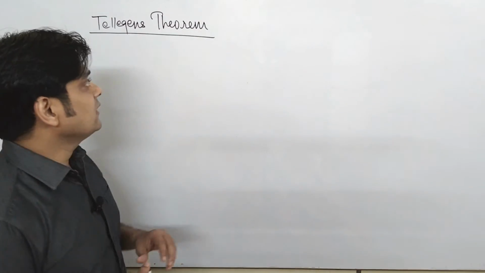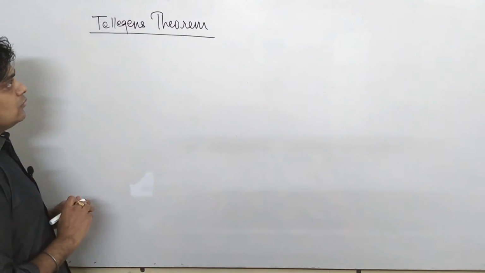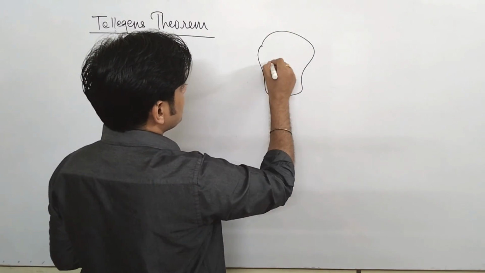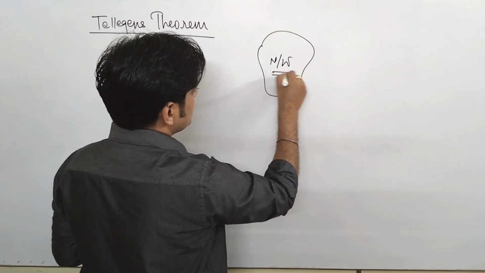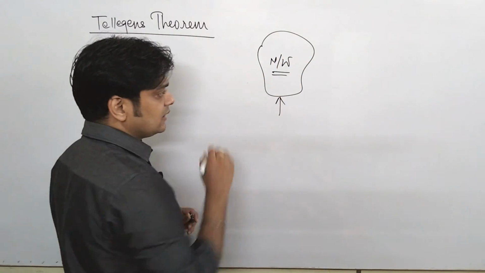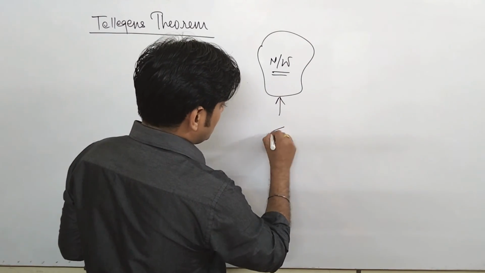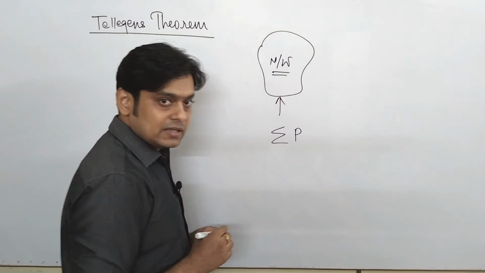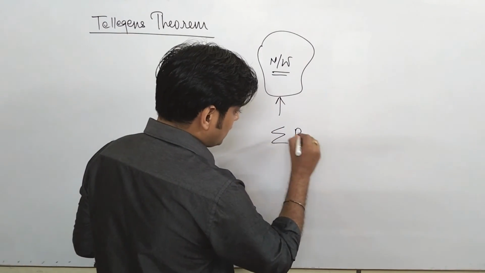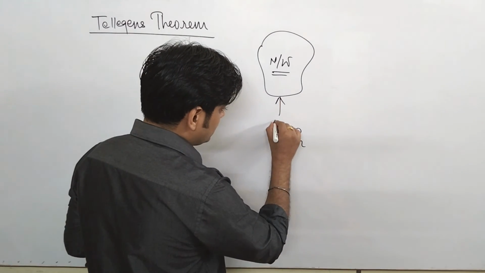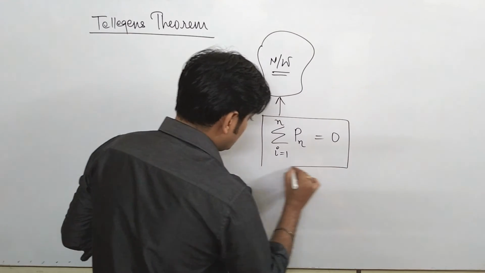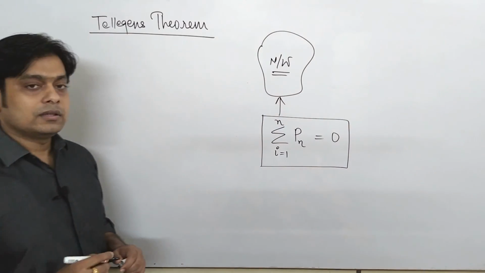We start with our next theorem known as Tellegen's Theorem. Tellegen's Theorem states that in any network, the algebraic sum of power p for n number of elements, starting from i equal to 1 to n, is 0. Very important thing, the statement of Tellegen's Theorem.